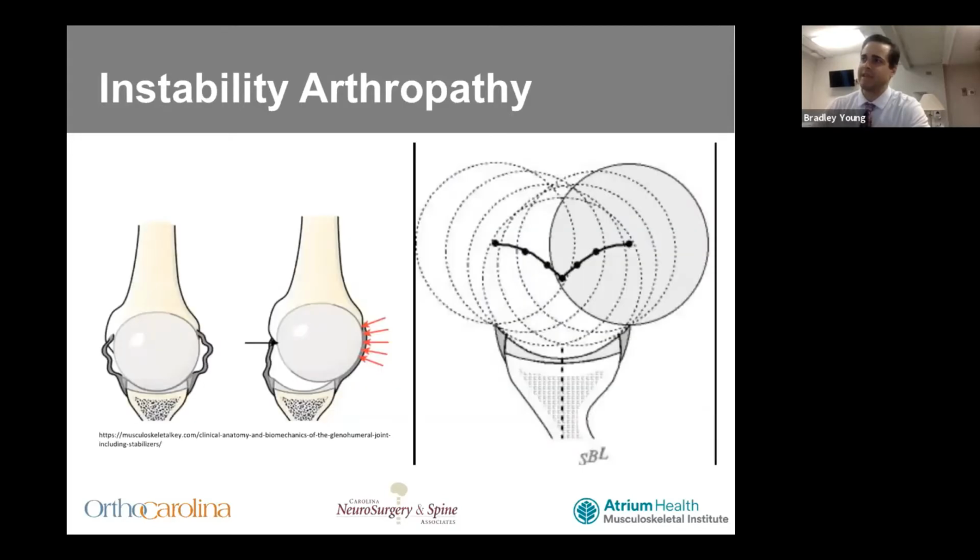So the pathophysiology of instability arthropathy is well depicted in this diagram. This portrays a disruption of the dynamic and static stabilizers of the glenohumeral joint, allowing for increased translation of the humeral head on the glenoid rather than the physiologic rotation that we typically see.